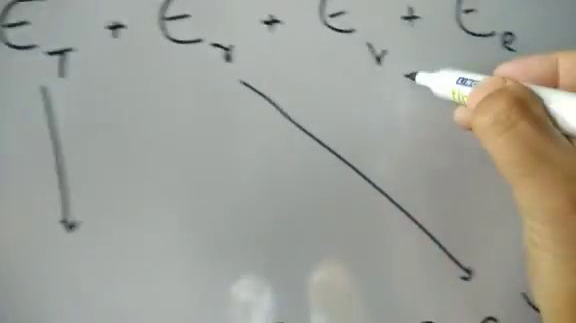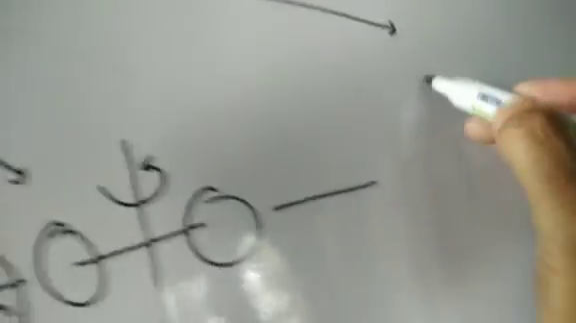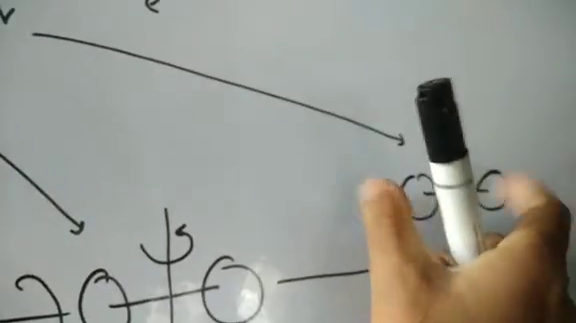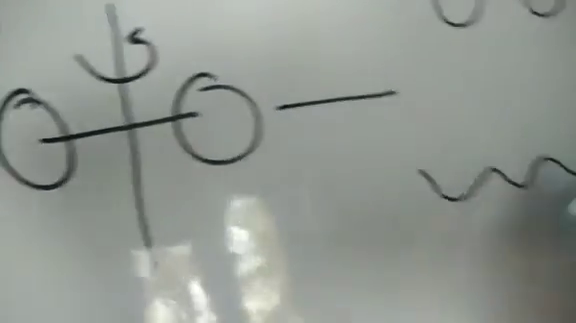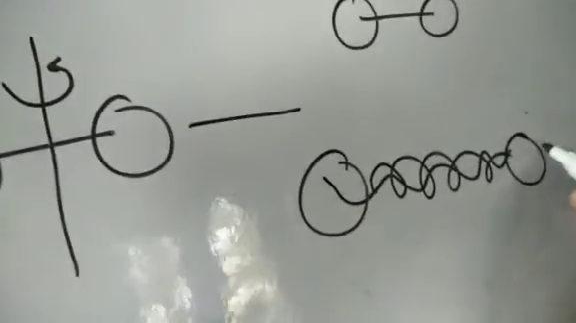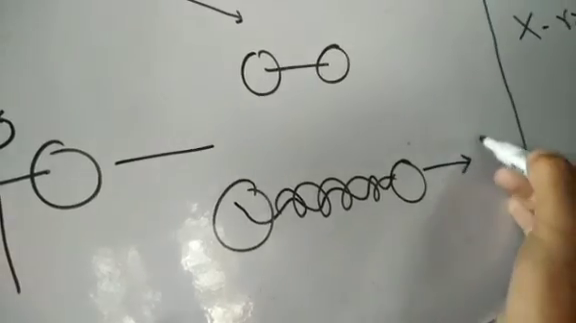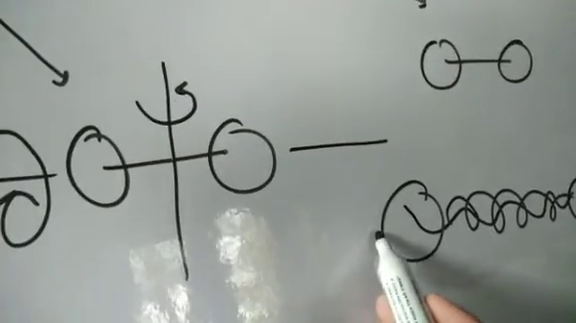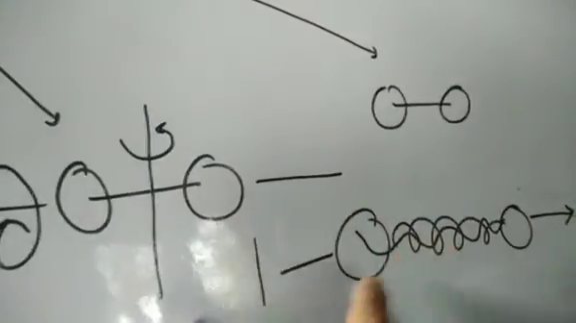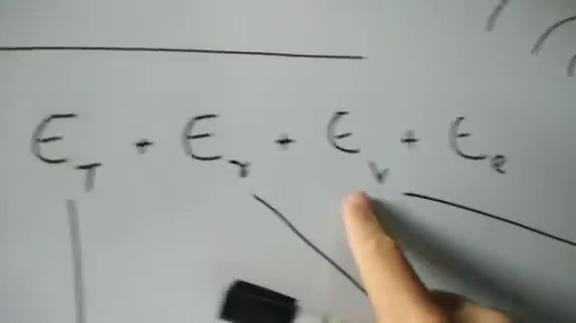Then we have vibrational energy in the molecule. Let us take a diatomic molecule, by virtue of which it moves back and forth. It's called a vibration, like a vibrating spring. So we'll assume this as a spring, and this spring goes from this position to this position, from mean to extreme. The energy associated with the molecule is called vibrational energy.